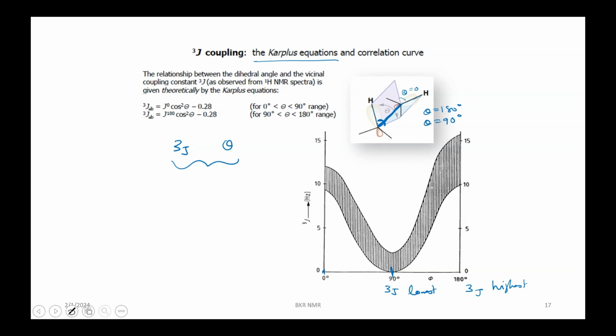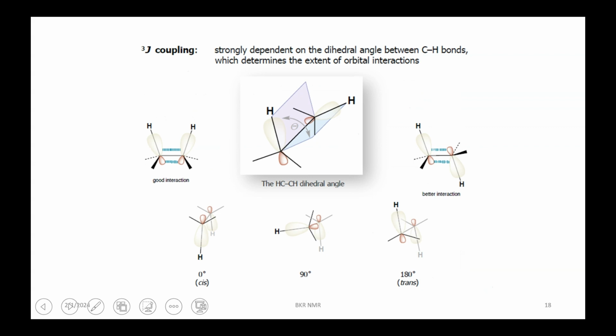Now when I have theta 180, this dihedral angle is 180, I'll have the highest coupling constant compared to theta of 0 degrees. And 90 has a minimum coupling constant. The reason is, when theta is equal to 180, that is anti-periplanar geometry, I'll have a better interaction between the orbitals.